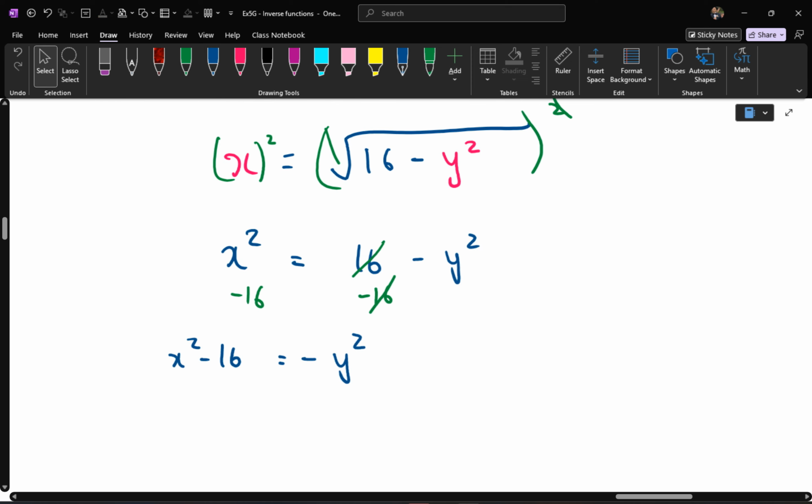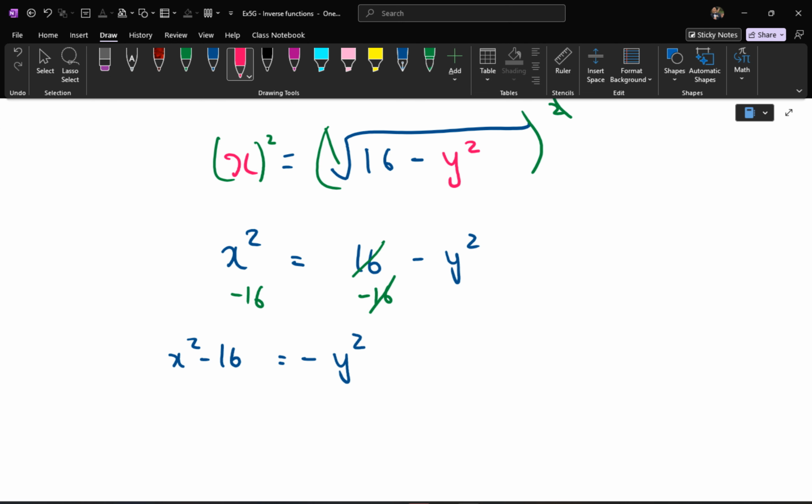Get rid of the negative. How do I get rid of the negative? Let's go with Artie. I've got a negative in front of the y squared. How do I get rid of that? Yeah, that's the easiest way.